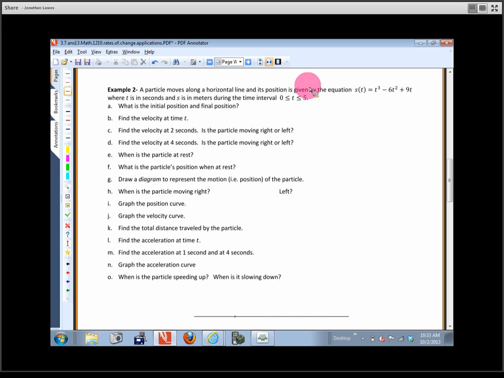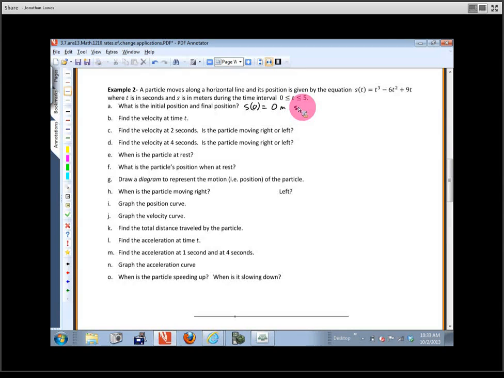It says, what is the initial position, and what is the final position? In other words, where is it to start out with, and where is it when we're all done with this? So let's do s of 0. If you plug in a 0, you get 0. So in other words, 0 meters. Haven't moved anywhere. We're right at the origin in this particular case, right at our reference point of 0.